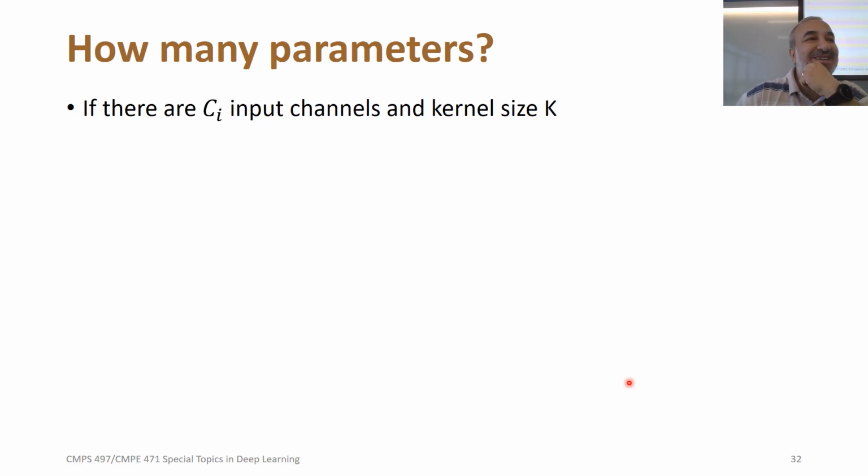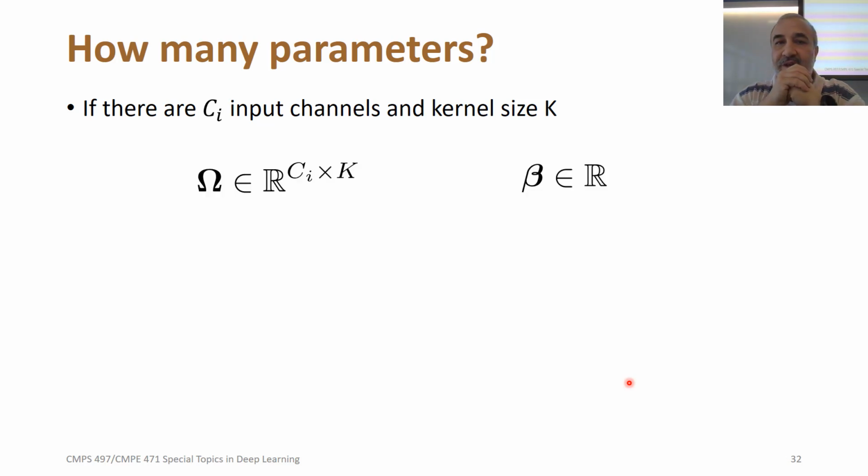It's one output, right? One bias because we have one kernel. So we have CI times k. That's the weight matrix, and one bias only.